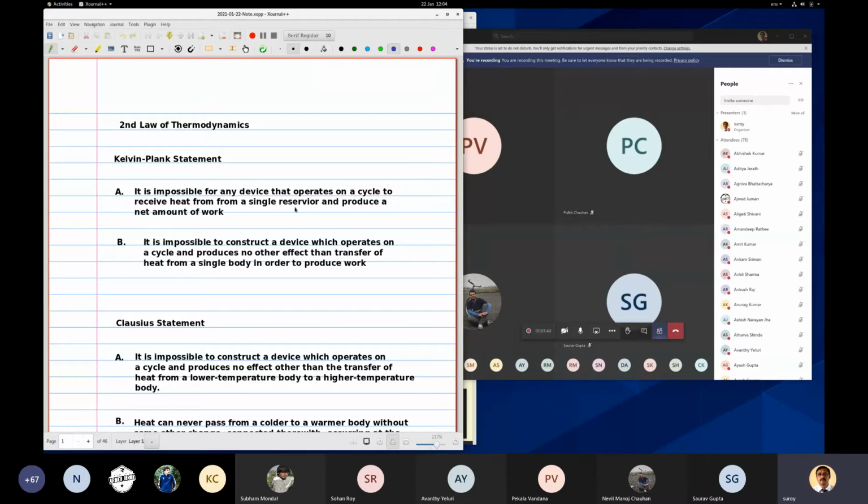But if you apply the second law, it will violate the second law. So I will show you that it does not violate the first law but violates the second law. So to see whether a process is feasible or not, you have to apply the second law. Energy has to be balanced by the first law, but it also has to satisfy the second law to check whether the process is feasible or not.